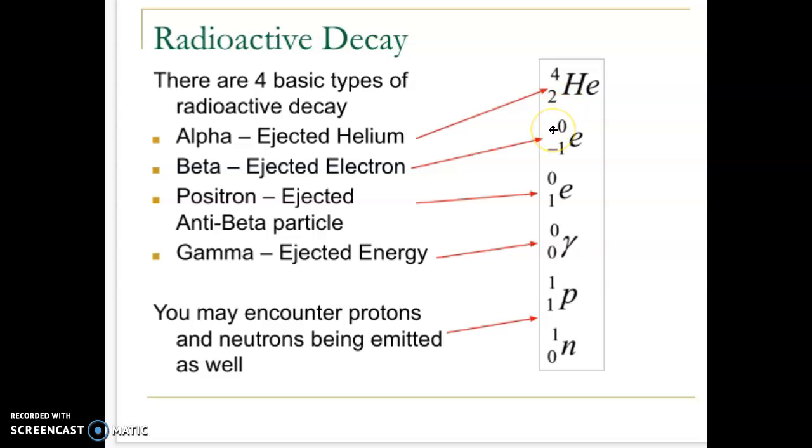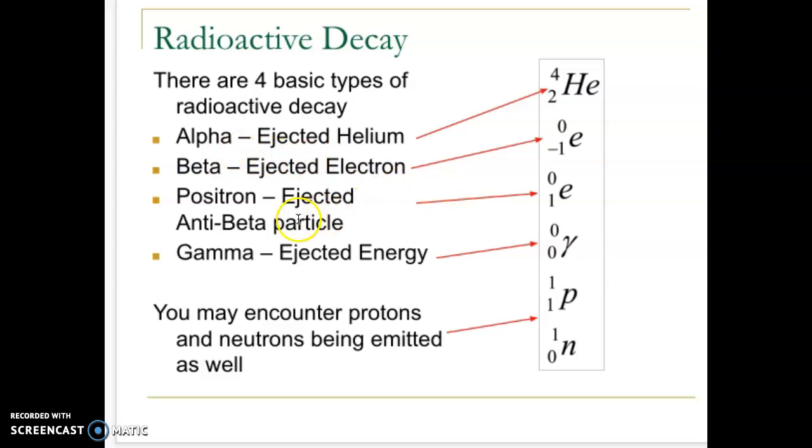The second emission is the electron. Now you may ask, what on earth is an electron doing in the nucleus in the first place? Good question, but it is, and it leaves the nucleus at very, very high speeds because it definitely doesn't belong there. So that's the second emission, and it's called the beta emission.